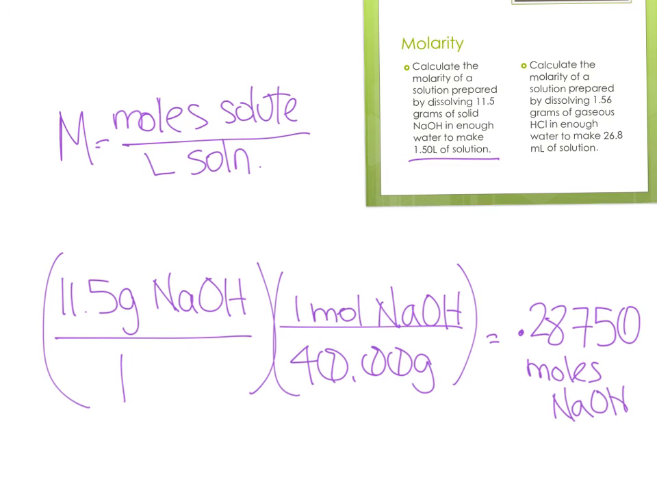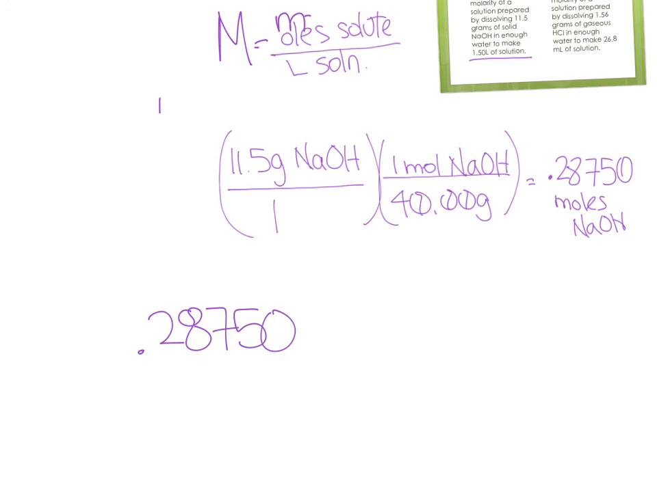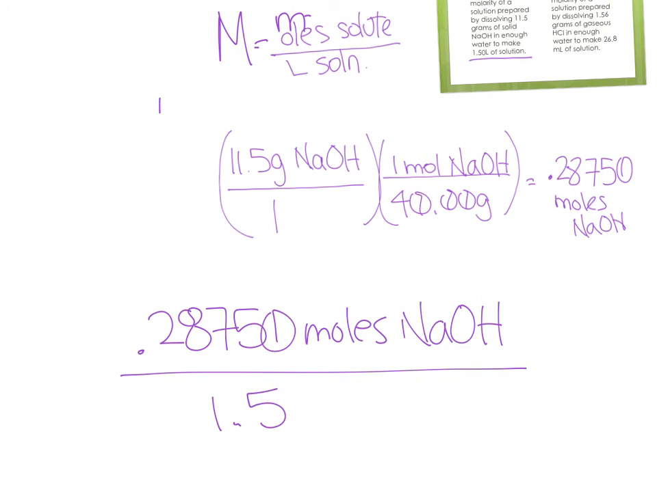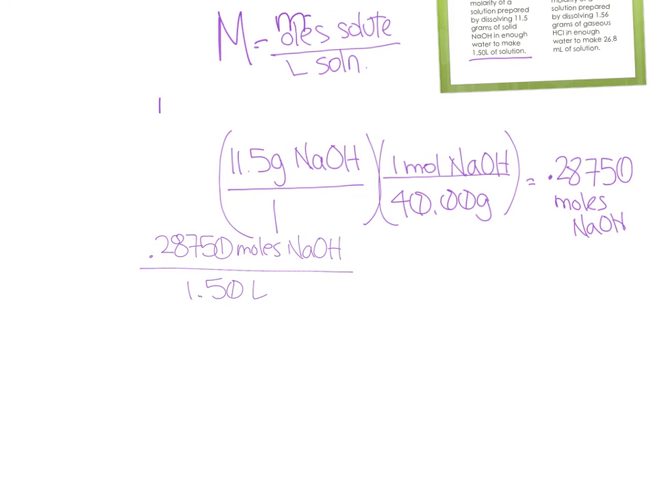and then I just do moles per liter. So I've got 0.28750 moles NaOH, and our solution we said is 1.50 liters. What do you end up with? 0.192 is what I have as well. So you end up with 0.192 capital M, that stands for moles per liter, NaOH.